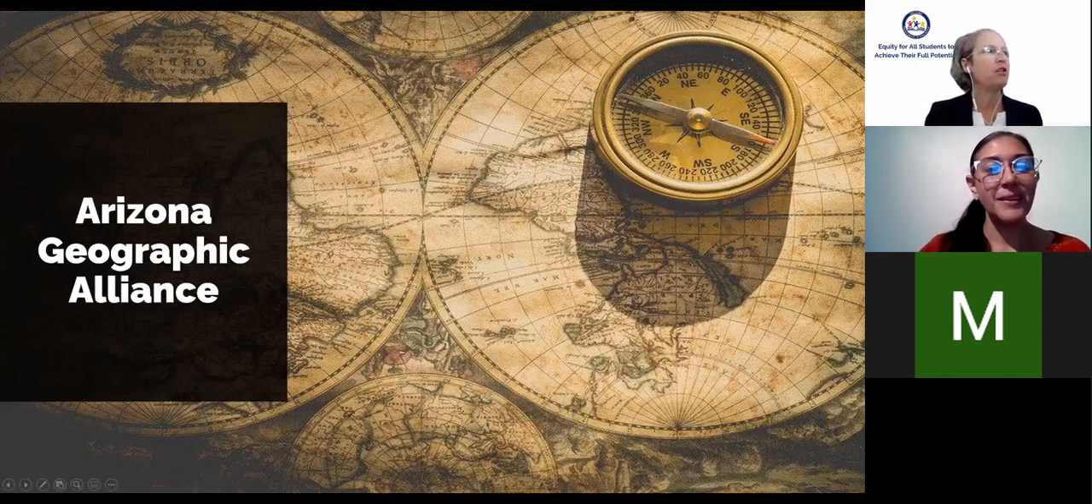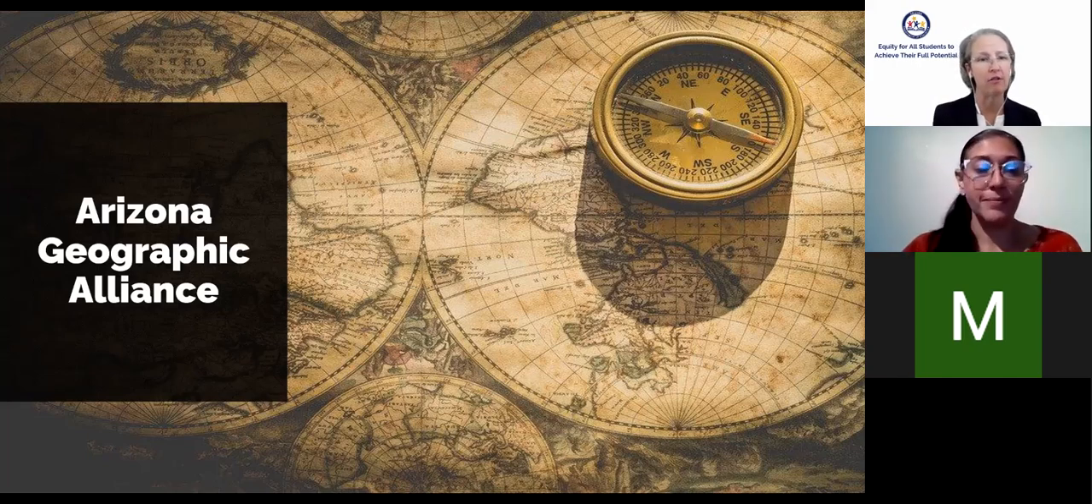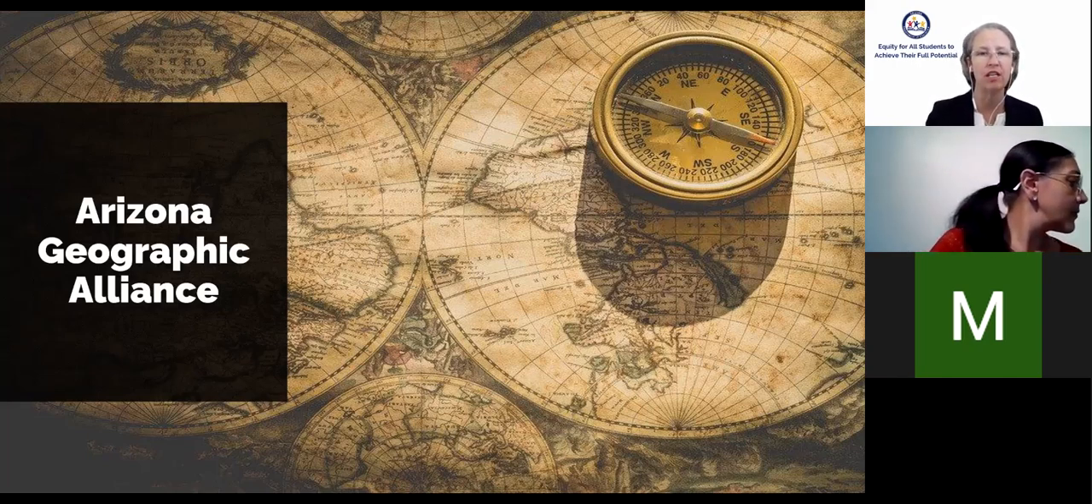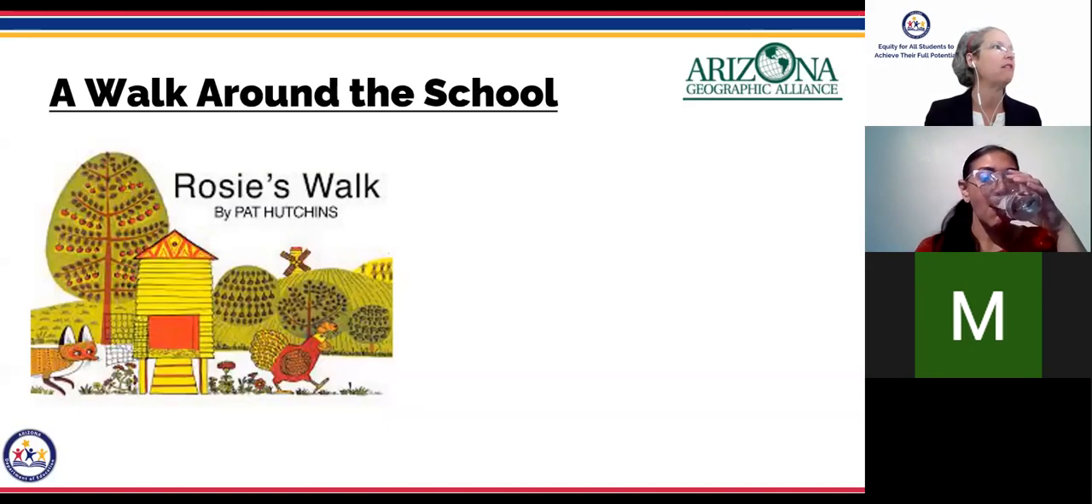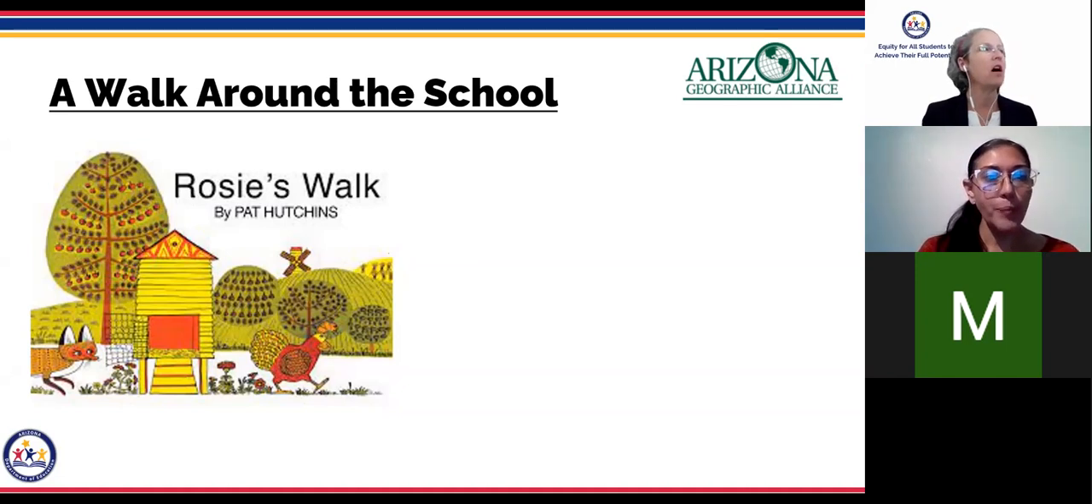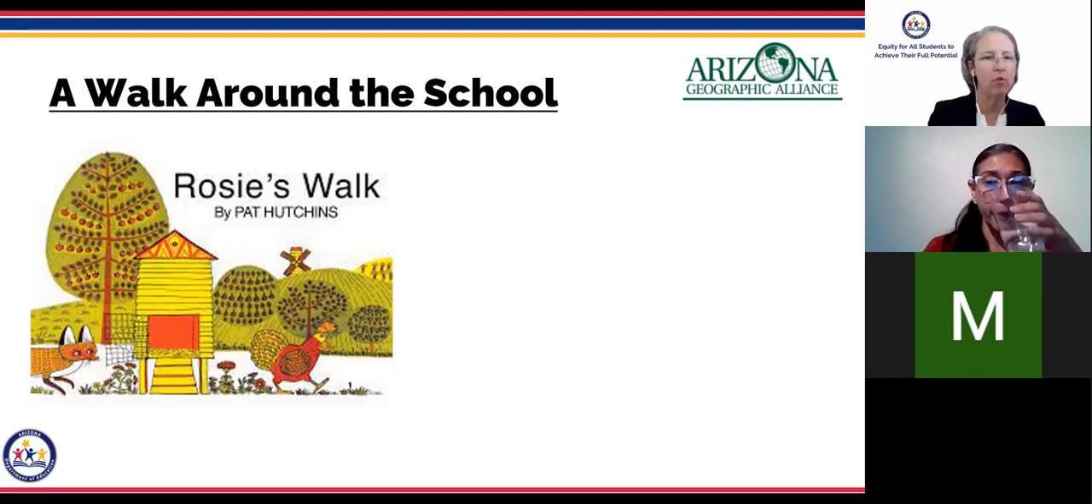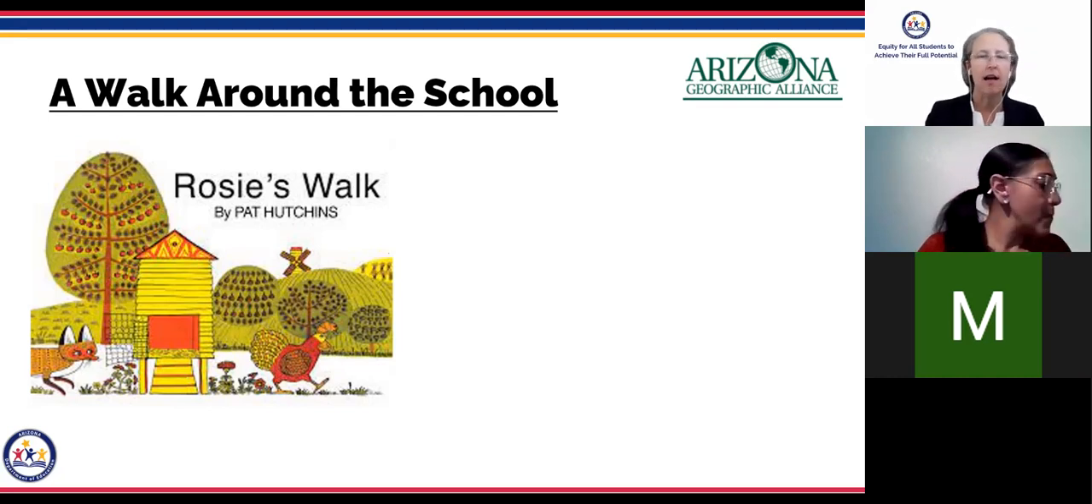All right, now I wanted to show you probably one of our best homemade resources here, especially for K-6, which is the Arizona Geographic Alliance. And if you are not familiar with it, I'm going to take you through just a couple of lessons here, and again show you everything that they've got. So this is one called A Walk Around the School. And this is a great lesson where we start out.